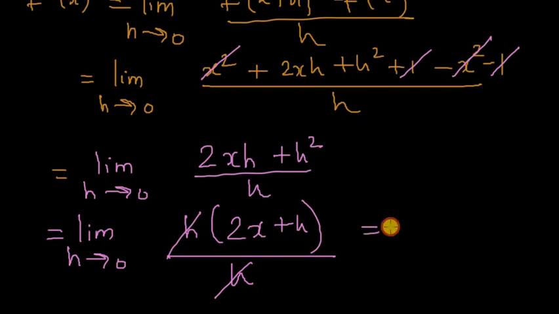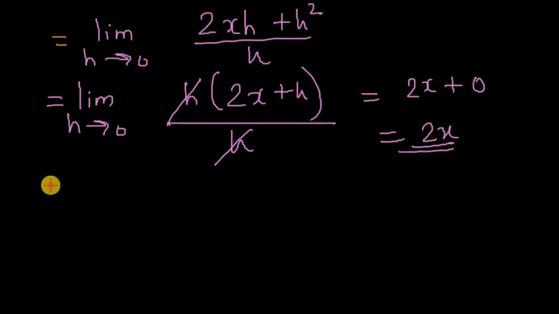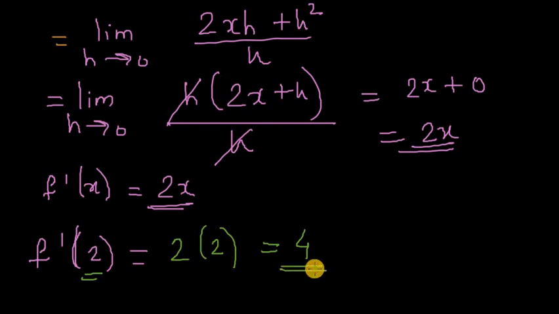After this apply the limit, what do we get? 2x plus 0, that is 2x, which means that f dash of x is 2x, and we are in need of the value f dash of 2. That means I'll replace the value of x as 2. So it will be 2 into 2, that is 4. So f dash of 2 is 4. Okay, I hope the sum is clear. Don't forget to copy the notes.